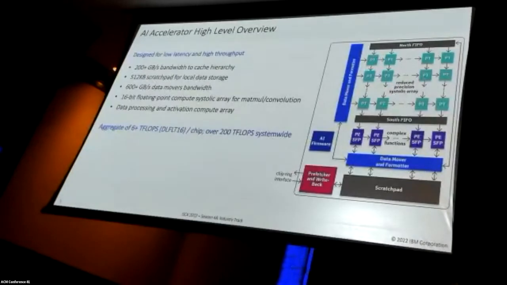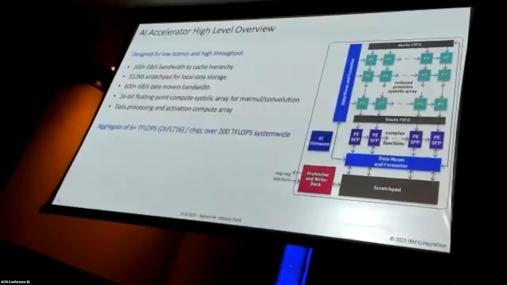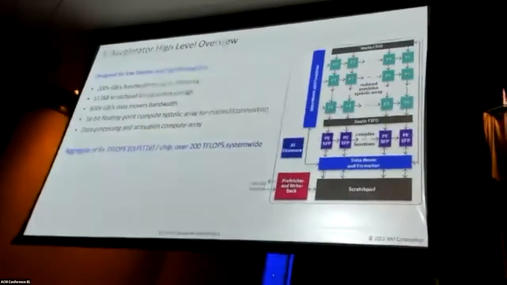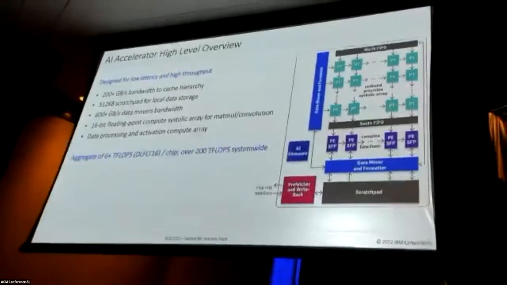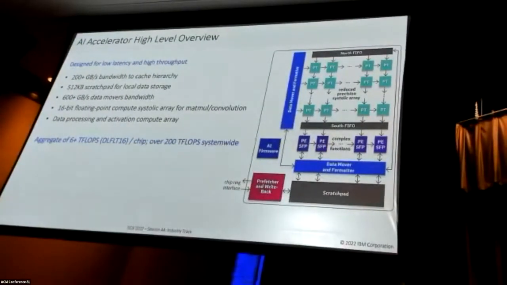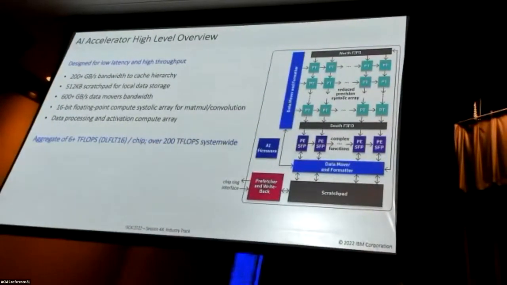The compute is distributed in two different arrays. One array is really intended for matrix multiplication. This is a systolic array with 16-bit floating point arithmetic I was mentioning earlier, doing the heavy lifting for matrix multiplication and convolution. But again, this is only 60 to 70% generally of the model that our customers are running. So if you want to go above 4x performance, you need to also accelerate all the other functions.